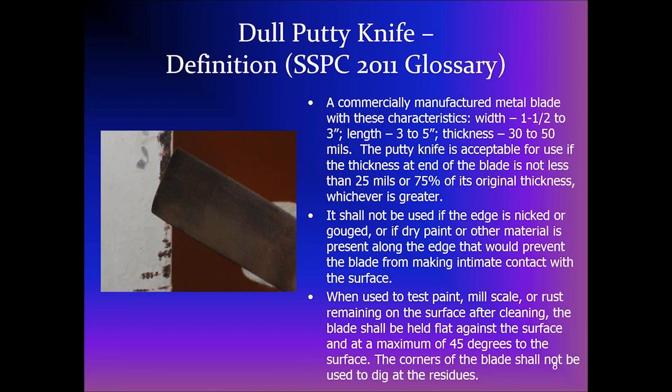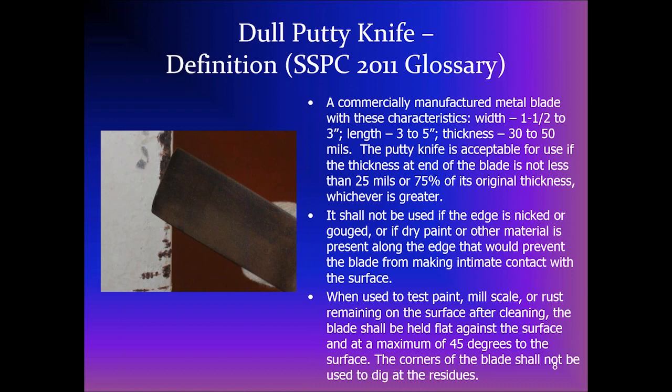First, before going over the definitions and photographs, I'd like to go over a couple terms. Dull putty knife, you'll see that that's used frequently in the standards for assessing what may or may not remain after cleaning. There is a definition for it from the SSPC 2011 glossary. The dull putty knife is a commercially manufactured metal blade with a width 1.5 to 3 inches, length 3 to 5 inches, a thickness of 30 to 50 mils, and it's acceptable for use if the thickness is not less than 25 mils or 75% of the original thickness.